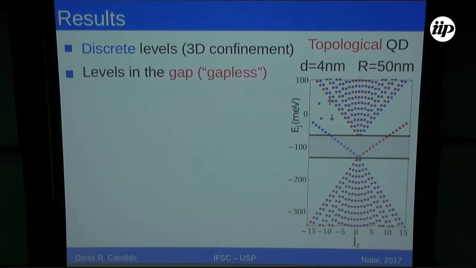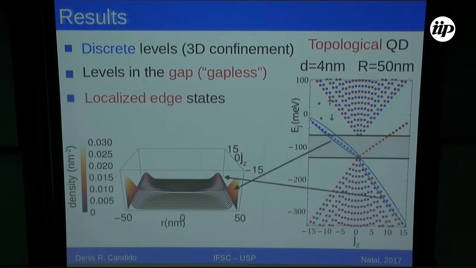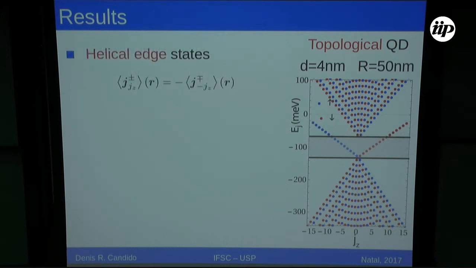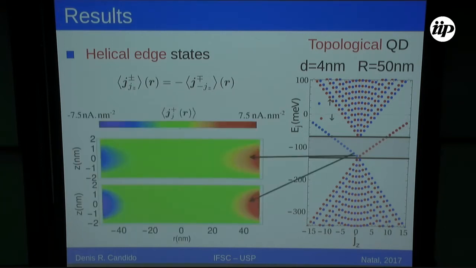It's also possible to show that the current for a particular Jz, plus or minus, has the opposite sign when I compare with opposite Jz and opposite spin. Which means that I still recover the helical state in my system.